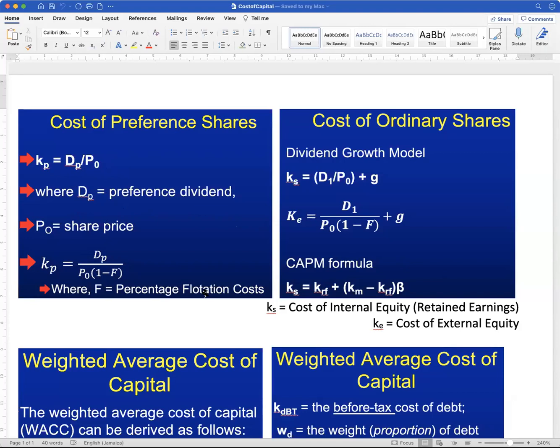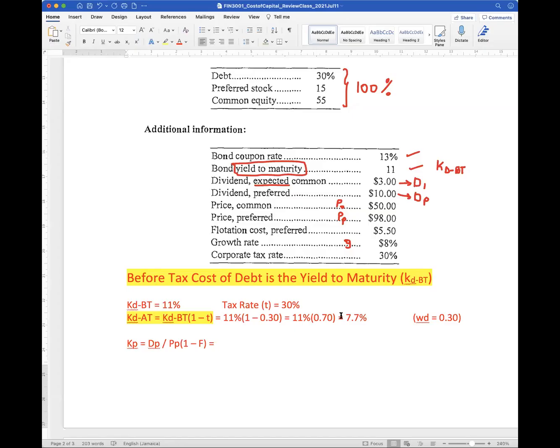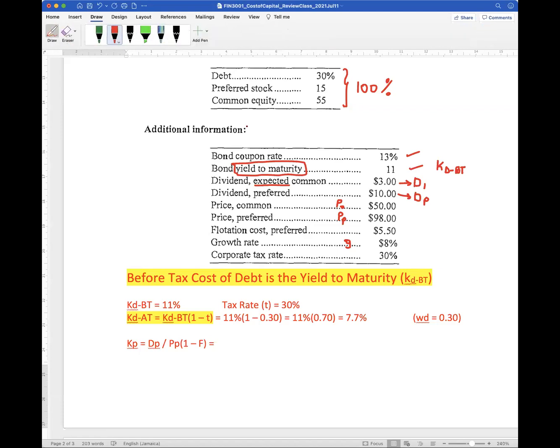All right, everybody seeing the formula, right? Yes, sir. Right. So in this case, we are not given the percentage flotation cost. We are given the dollar value. Let me go back to the question now. If you notice, it says flotation cost for the preferred stock is $5.50. So we're not given a percentage, we are given a dollar value.